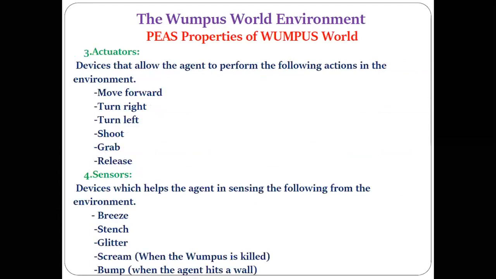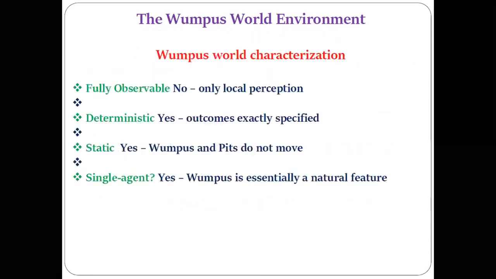Yes, sir. What is the first one? Performance measures. Second, environment. Third, actuators. And last, sensors. What is the first one? What does performance measure mean? Add and minus points, like plus 100, minus 100. Performance measure is related with the scoring of that agent.